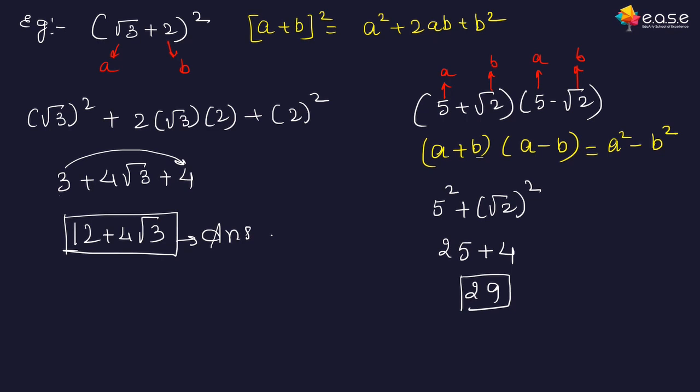See guys, I want you to observe one thing, very important. When you use the (a + b)² or (a − b)² formula, the final answer you get is an irrational number. But when we use (a + b)(a − b) and solve it further, we get a rational answer. Correct? This is an observation you must keep in mind.